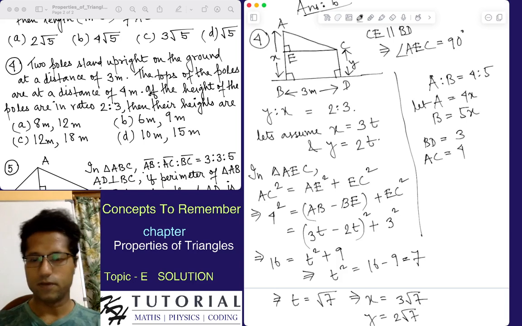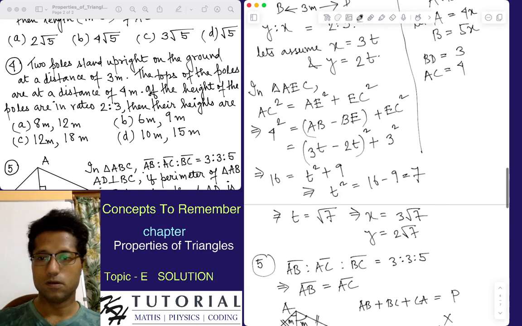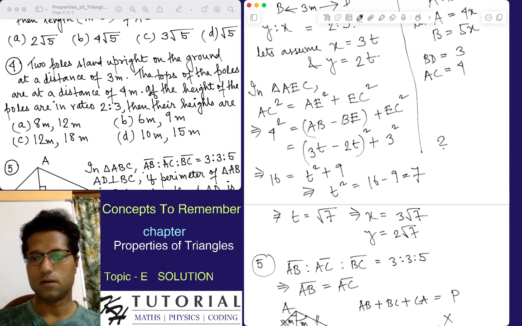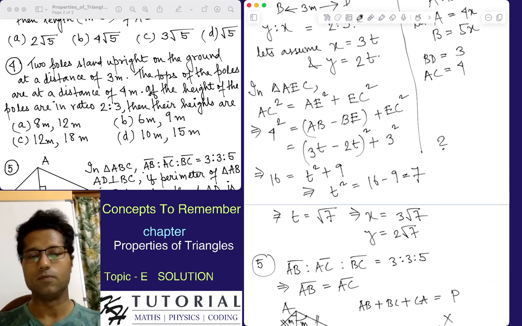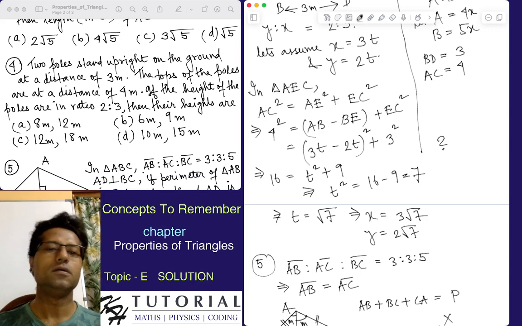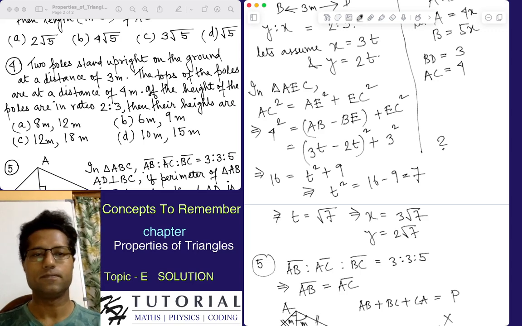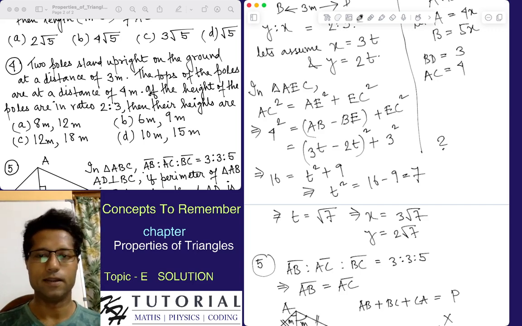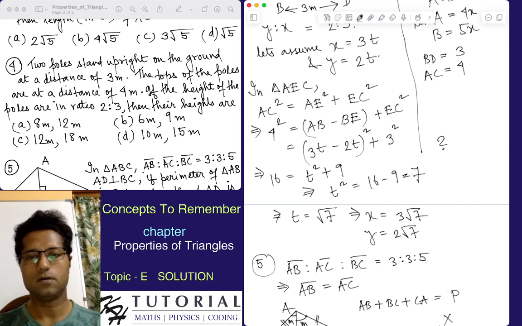Yeah, this is fine, but I think it is not matching with any given choices. So it's a question mark. Either the data in the given problem is wrong or the choices given are wrong. I might have made some mistake while copying the problem, so I'm sorry for that, but I hope you got the idea how to solve this kind of problem.